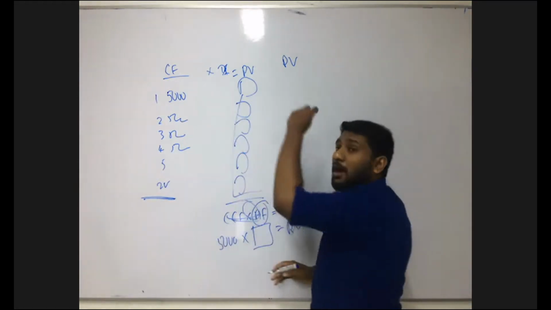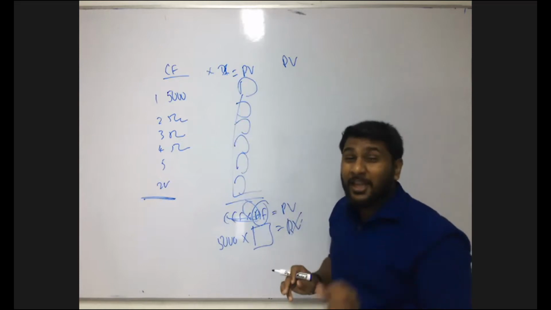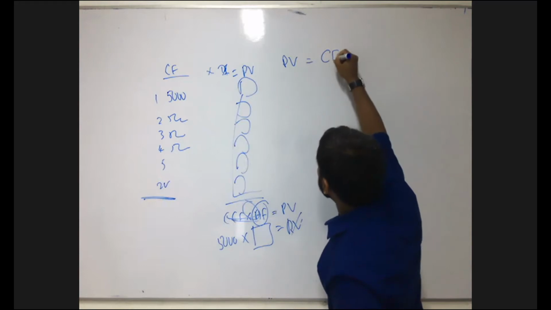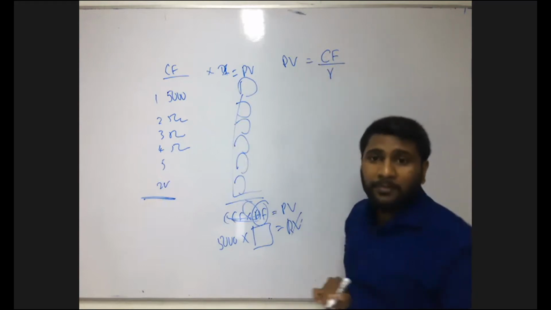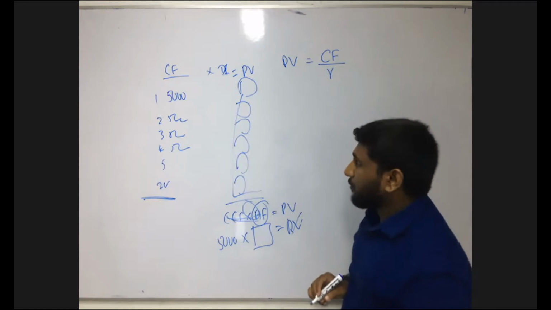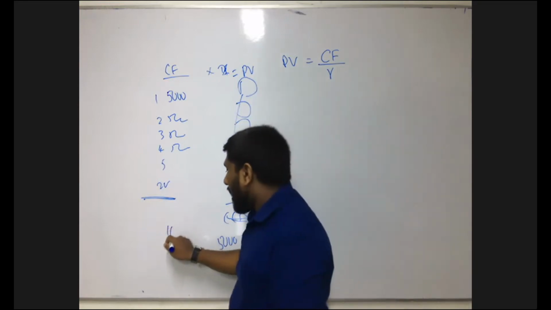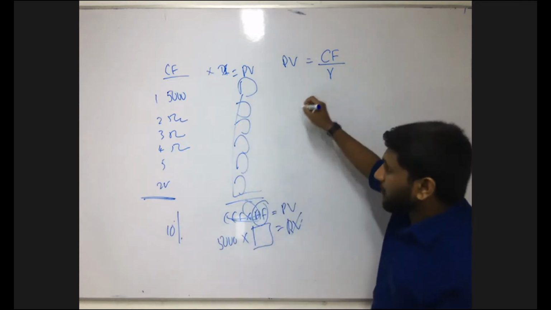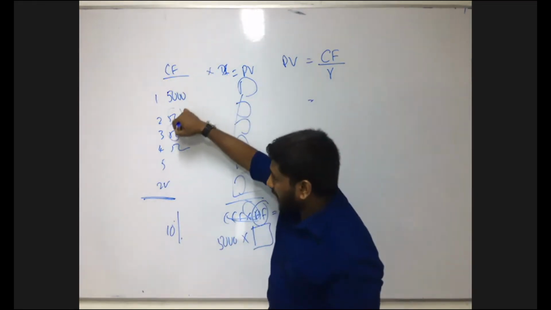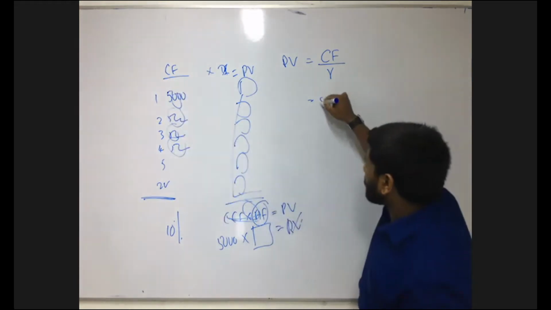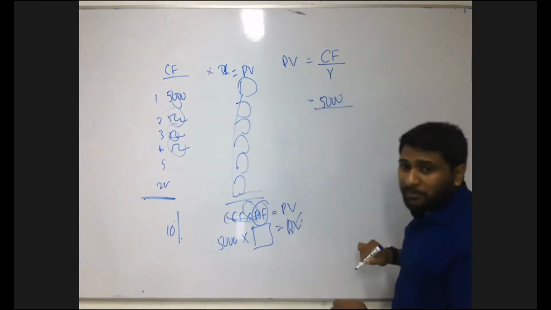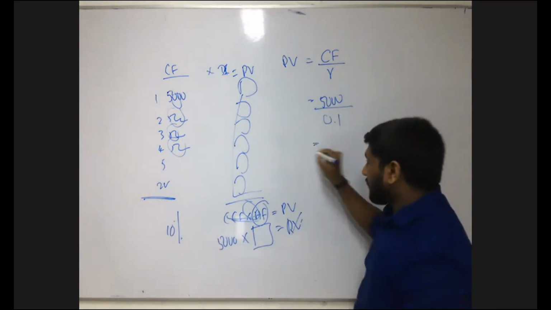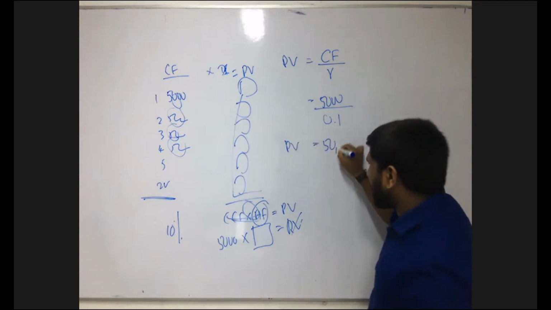If your cash flows are for the foreseeable future, for the perpetuity, there is a very simple formula. The formula is present value is equal to cash flow divided by R. Cash flow divided by R. Let's assume in this question your R is 10%. The rate is 10%. Then how much is the cash flow, guys? Every year you are getting a cash flow of 5,000, divided by 10%, which is 0.1. Then what is the present value, guys?